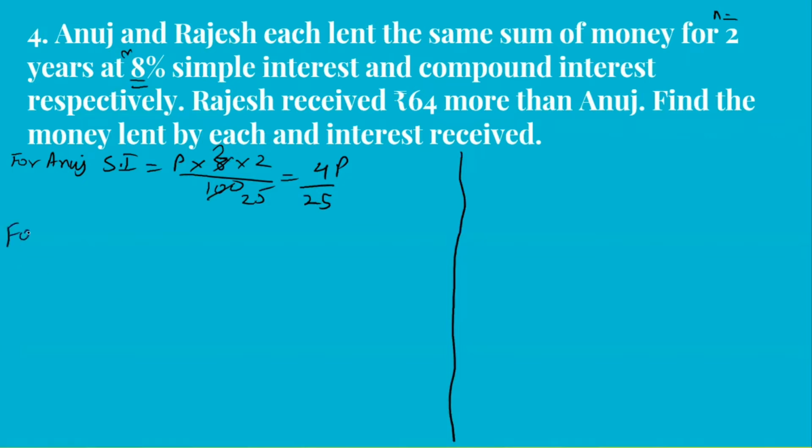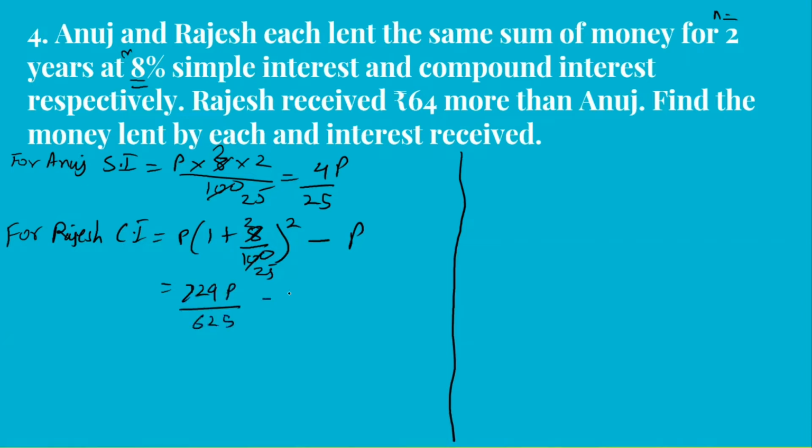Now for Rajesh, it is compound interest. So compound interest is P in bracket 1 plus rate, that is 8 upon 100, raised to N, which is 2, minus P. This is amount minus principal. This we can simplify. 4 2s are 8, 4 25s are 100, so 1 plus 2 over 25 is 27 upon 25. 27 square is 729. So 729P upon 625 minus P.